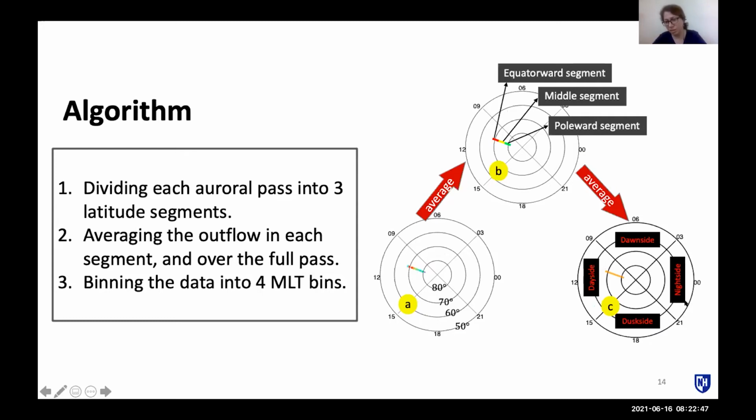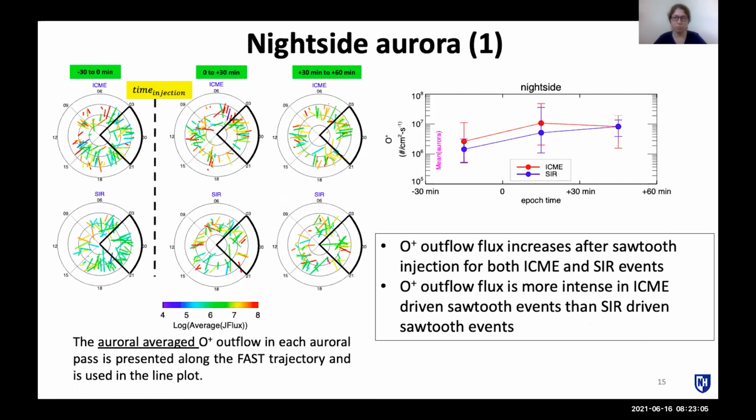More than that, I binned my magnetic local time into 4 sectors. The night side sector is on the right, and the day side sector is on the left. And this location of night side and day side is constant in my next slides. Okay, now I want to look at the variation of outflow flux of oxygen in the night side sector.